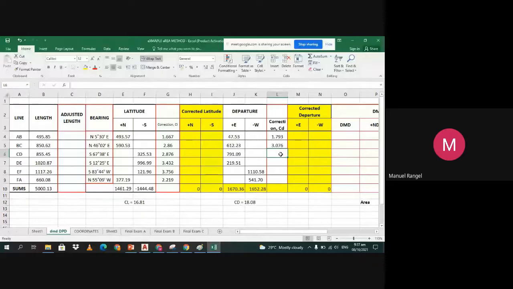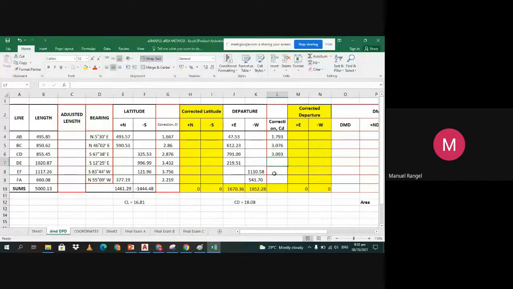Next line, line CD. So that is 18.08. So first, we will not use the CL anymore, it can be done with the departure times 855.4 divided by 5,000.13. That is 3.093 meters.